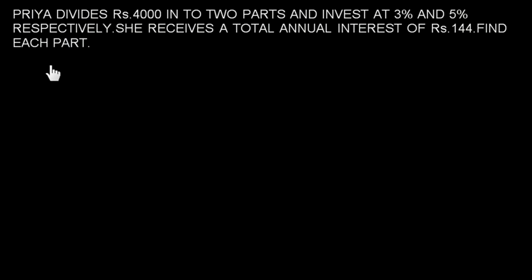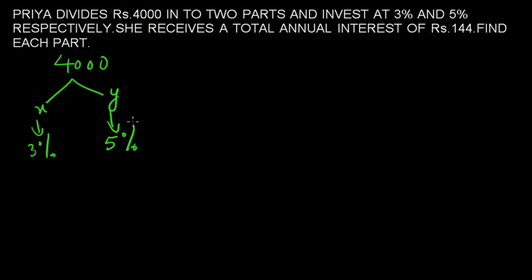What is Priya doing? Priya is dividing 4,000 into two parts. Okay, so she is dividing it into two parts. Let it be X and Y. And then she is investing at 3% and 5% respectively. Okay, so she is investing X amount at 3% simple interest and Y amount she is investing at 5% simple interest. And in total she is receiving an annual interest of rupees 144. Then what is X and what is Y? So that's the given question.